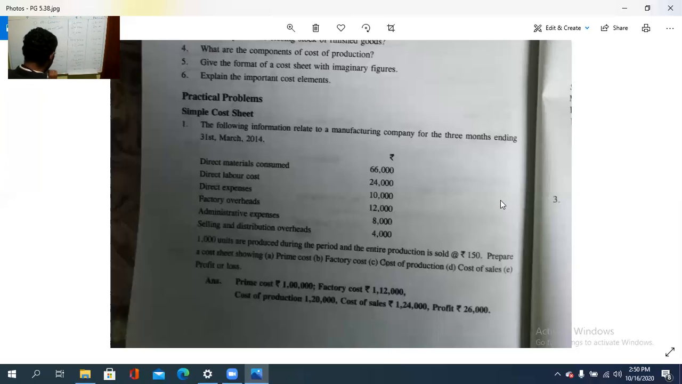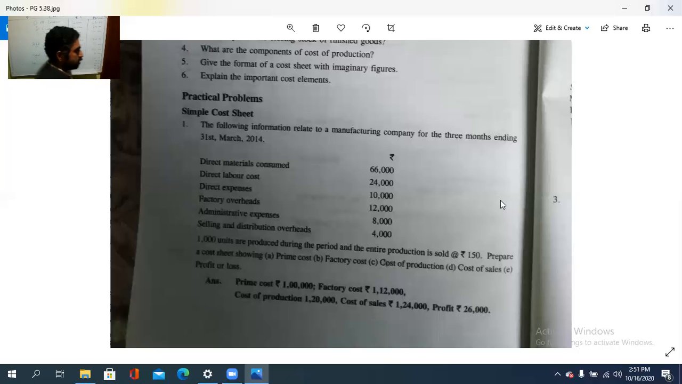So first, add a profit because sales is more, isn't it? So 150 minus 124, how much? 26,000. So 26 is the per unit, and 26,000 is the total. This is the total profit, and 26 is the per unit profit. So see, this is the case with regard to the simple cost sheet.